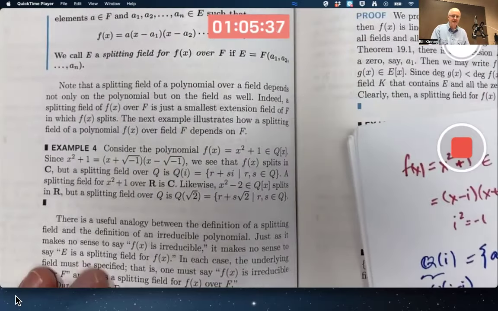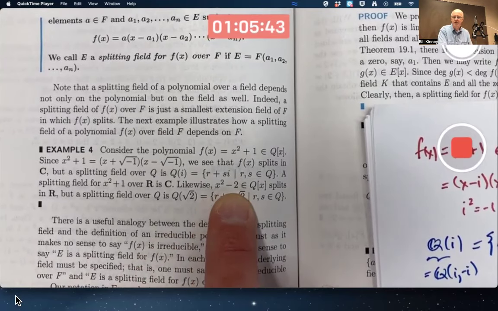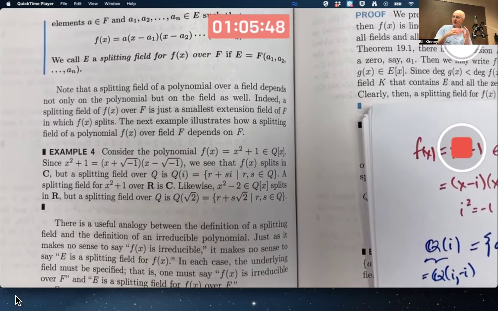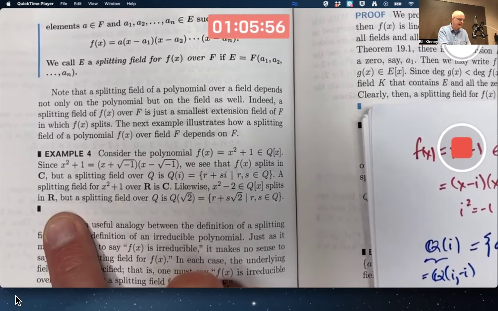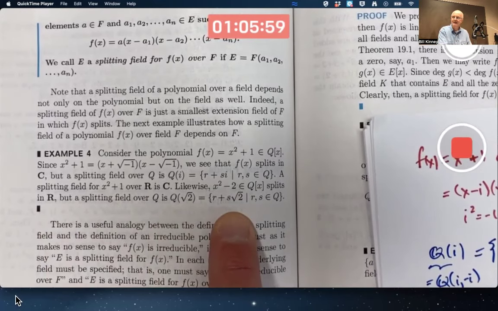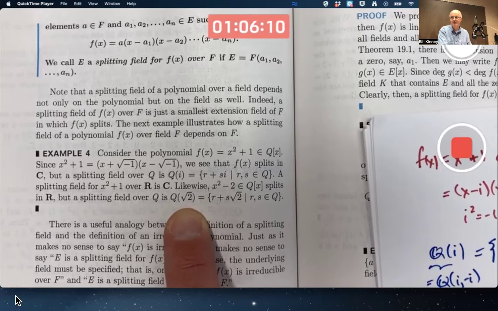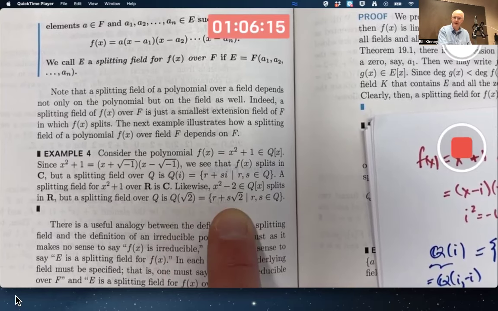What else does this example get into? It gets into another example, x squared minus 2 instead of x squared plus 1. That splits in R. How? As x minus square root of 2 times x plus square root of 2. Square root of 2 is real but not rational. But R is not a splitting field. Instead, a splitting field is this: Q adjoin root 2. It would also include negative root 2. It would also include things like 2 times root 2, 3 times root 2. Yeah, look at this description.